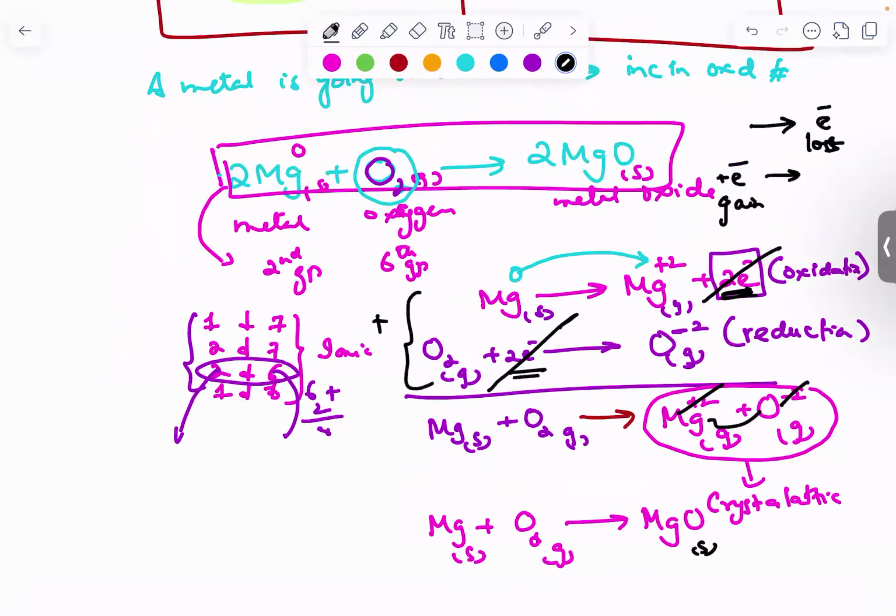Now please check that this equation exactly matches with this equation. So this is the way of constructing this equation.